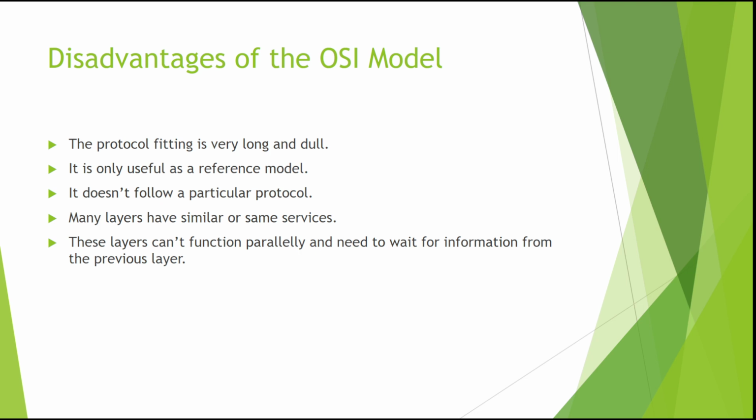So you only refer to it because you find that information that is happening in layer 7 is also happening in layer 1, 2. You don't even know what is happening, basically. It doesn't follow a particular protocol. Many layers have similar or the same services. So the splitting into which category it belongs might be another disadvantage that comes up with the OSI model of data translation.